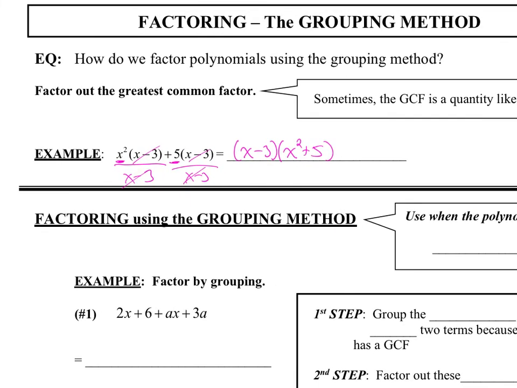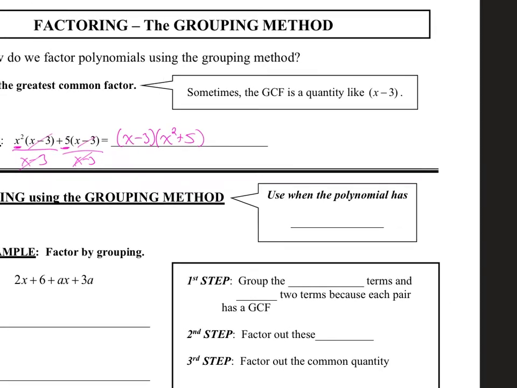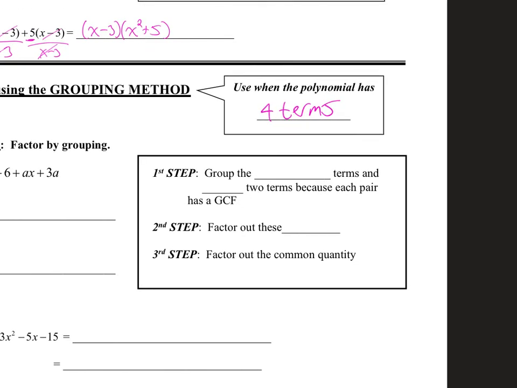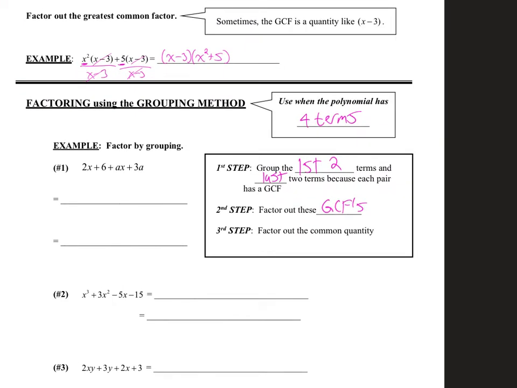And that's basically the last step of grouping, but we're going to talk about the initial steps here as well, okay? So it says use when the polynomial has 4 terms, like I mentioned. And here are the steps. We're going to group the first 2 terms and last 2 terms because each pair has a GCF. Then we're going to factor out these GCFs, greatest common factors. Then we're going to factor out the common quantity, okay? So, yeah, let's go ahead and get into this here.